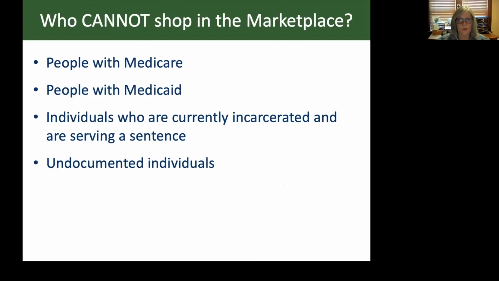So the people who cannot shop in the marketplace are people who have Medicare. So if you have Medicare, the marketplace is not for you, and you should visit our other presentation on our Medicare open enrollment page. People who have Medicaid should not be shopping in the marketplace. They're already covered. They already have the best insurance available and the most affordable insurance available. Also, individuals who are currently incarcerated and are serving a sentence, they are not eligible, and undocumented individuals are not eligible.